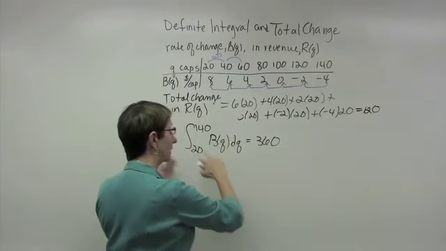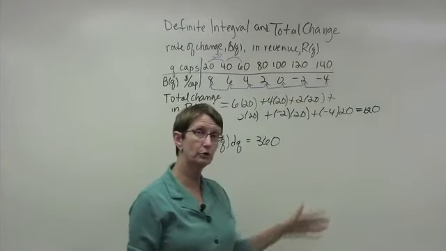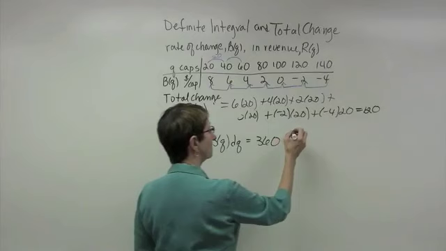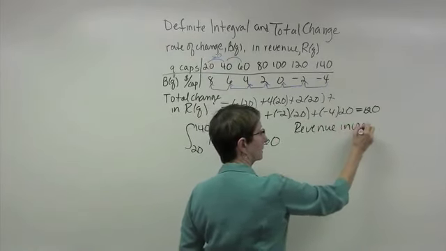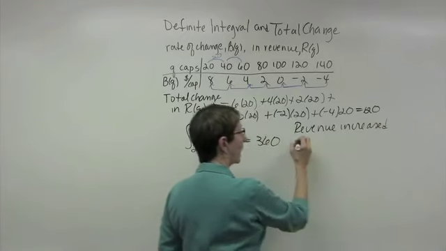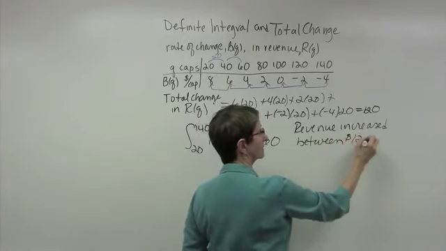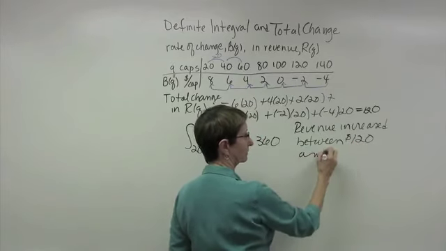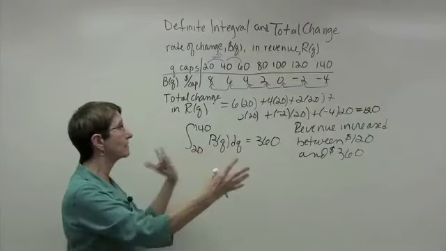And so on the other hand, I didn't just get 360, I also got 120. So we say that revenue increased between $120 and $360 over that group of sales. So it is between those two.